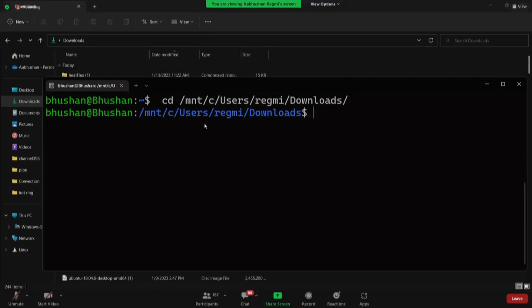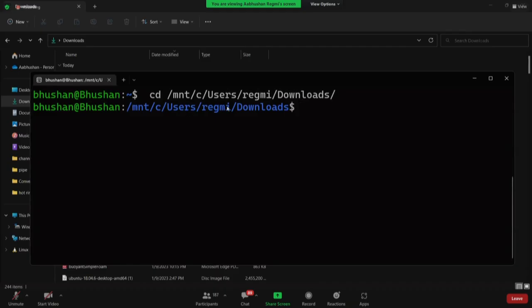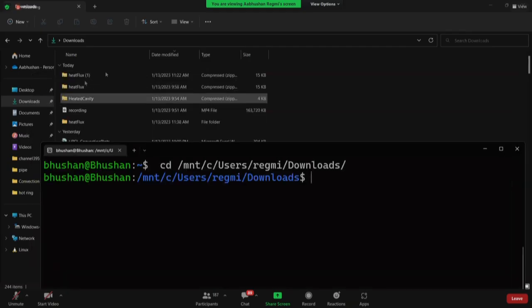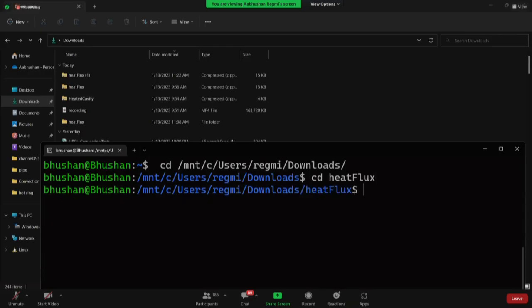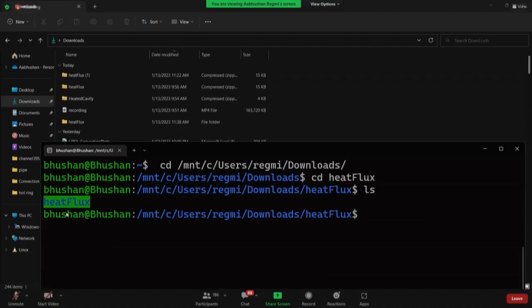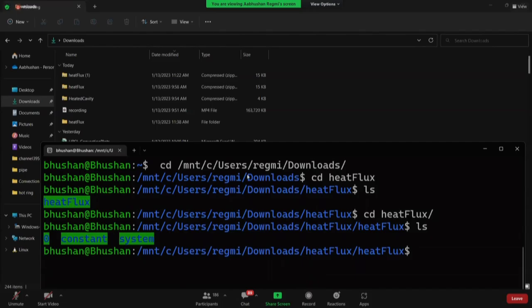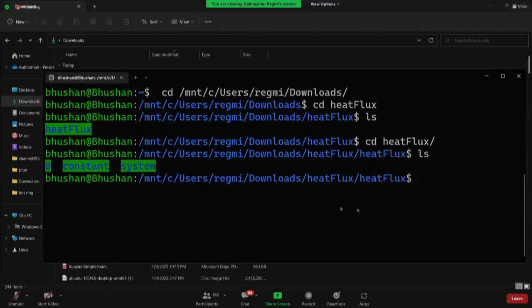Can you present your screen? So as I said, right now we are in this directory, Downloads, and I'm in this file. If I want to go to my heat flux, all I have to do is cd heat flux. Now I'm in my heat flux, but since this is extracted, I have another heat flux inside my heat flux. Just be careful of that. And now I'm going to go to my actual heat flux by typing the same command. And finally, I'm able to see my 0, constant, system.